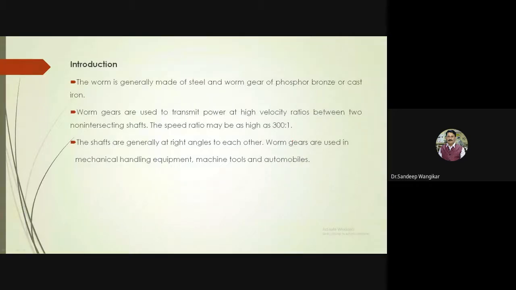The worm is generally made up of steel, and the worm gear, which is also called the worm wheel, is made up of phosphor bronze or cast iron. So generally the worm is made up of steel material, and the worm wheel or gear, as I will also call it, is made up of phosphor bronze or cast iron.